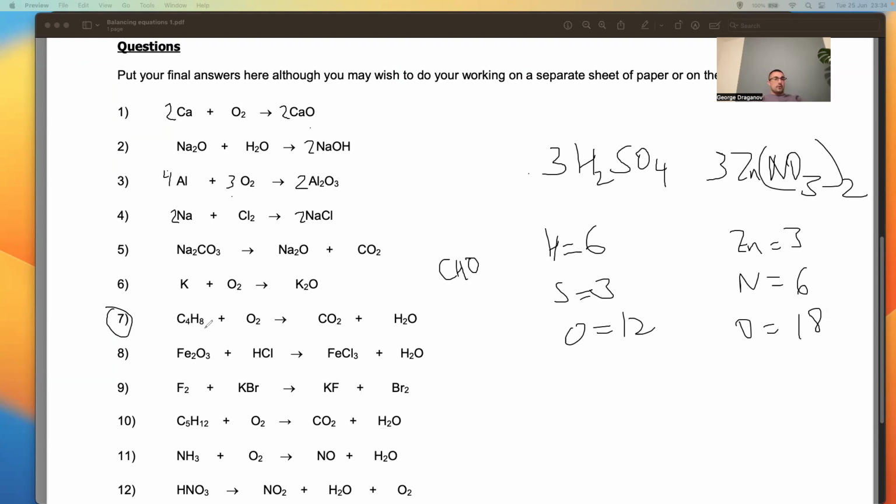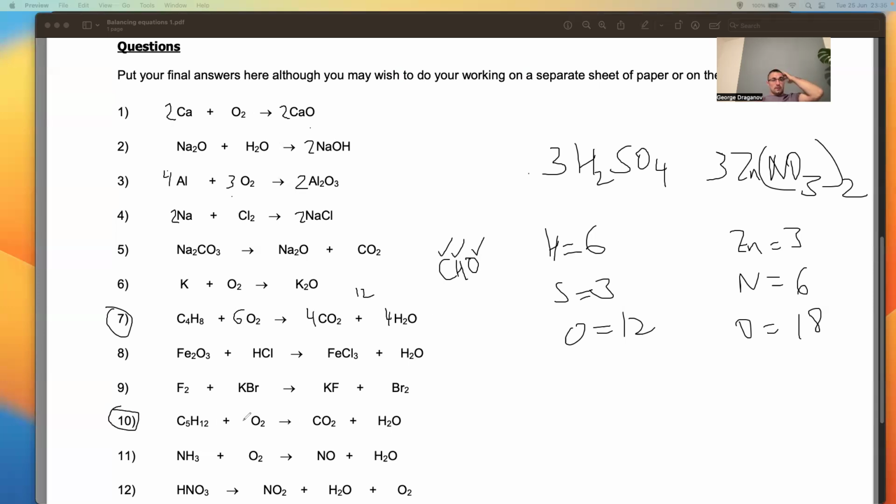So there's 4 carbons here, so I'm going to put a 4 here. There are 8 hydrogens here, but only 2 here. So I'm going to put a 4, because 4 times 2 is 8. So I've done the carbons and hydrogens. Now the oxygens, there's 2 here, but here there's much more. So 4 times 2 is 8. Importantly, 4 times 1 is 4. 8 plus 4 is 12. What times 2 makes 12? Well, it's 6. So then the oxygen is done. So if you get one of these, you can balance it using the CHO method.